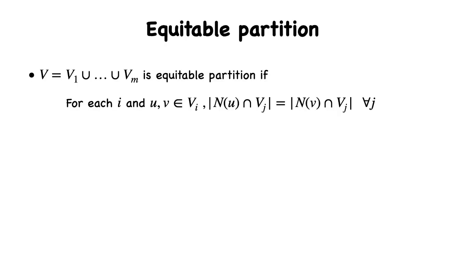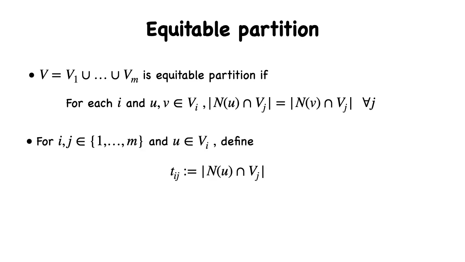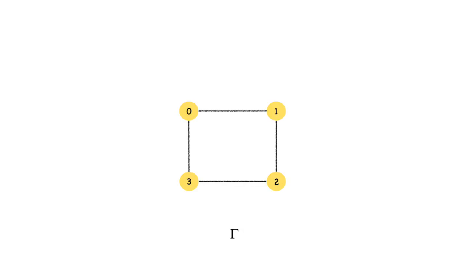Formally speaking, a partition is equitable if the numbers of neighbors of u and v are the same in any of the sets Vj. Denoting this unique number by Tij, if we define the matrix T whose ijth entry is Tij, it is called the quotient matrix.